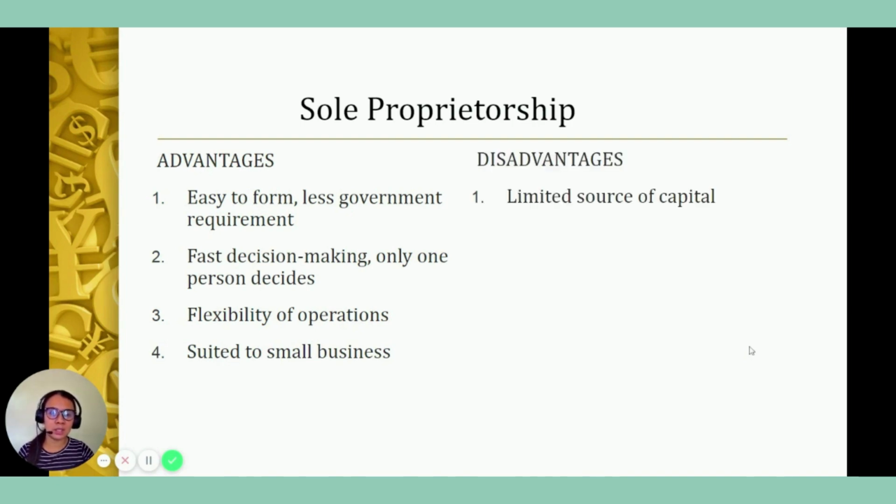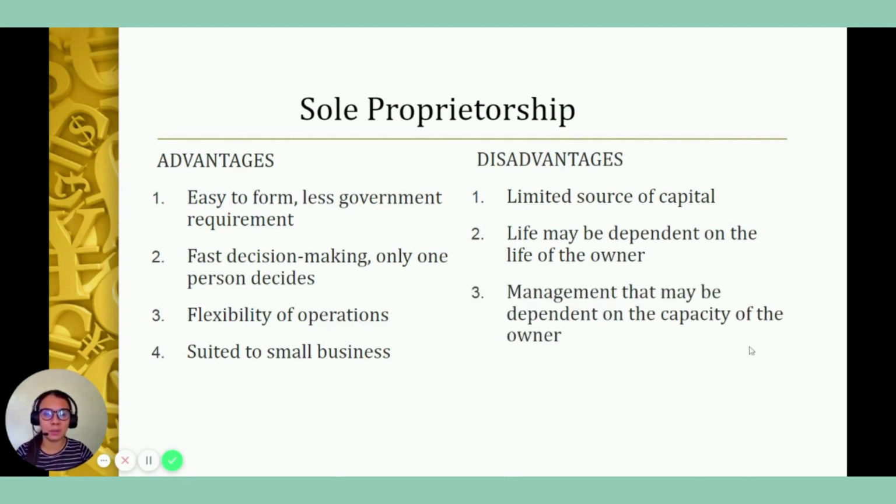Now, for the disadvantages, there is limited source of capital. It's only the sole proprietor who would produce or get the capital that can be used for the business. And the life may be dependent on the life of the owner. That means, sadly, if the owner dies, then the business also ceases to operate. The management may be dependent on the capacity of the owner. So if there isn't enough skills, then the owner might have a hard time running the business.